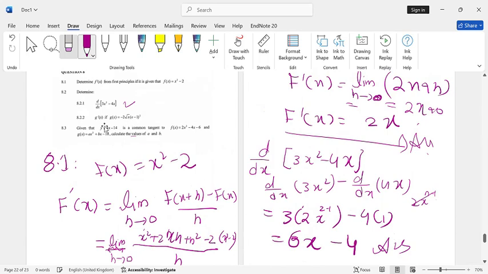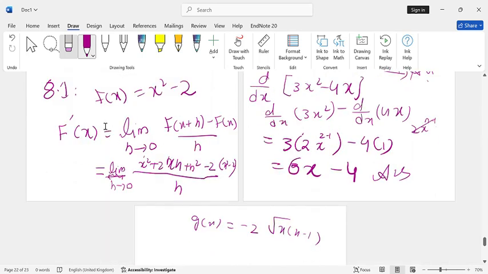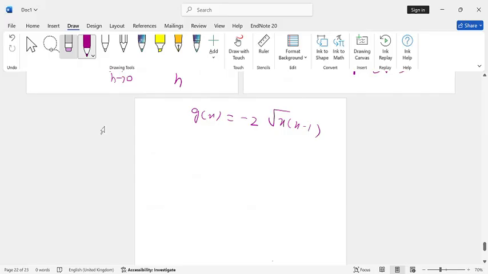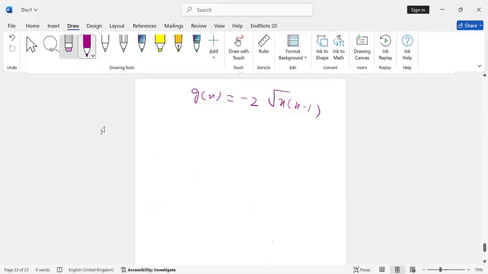Okay, we have the value. Sorry, I'm just going to be down. All right, so we have to find out this g prime of x. Okay, we have to find this.